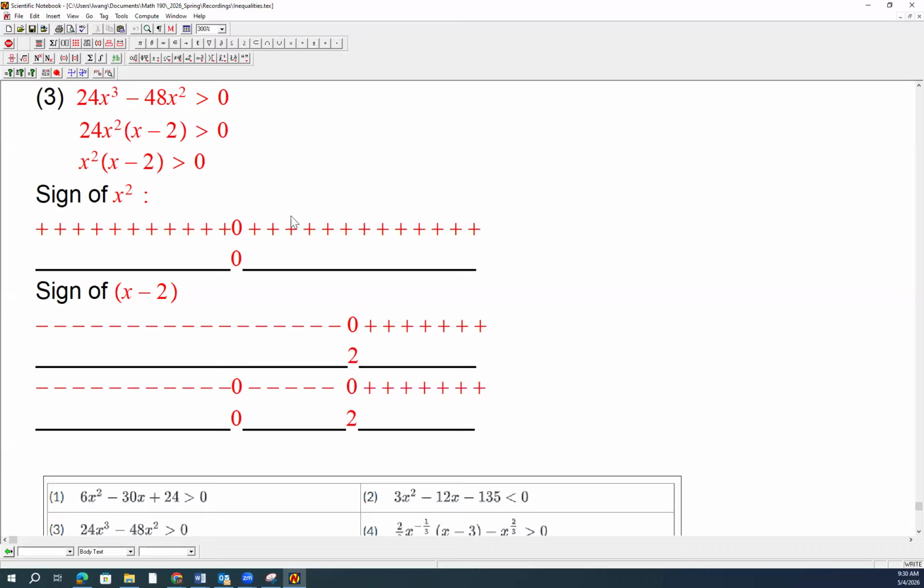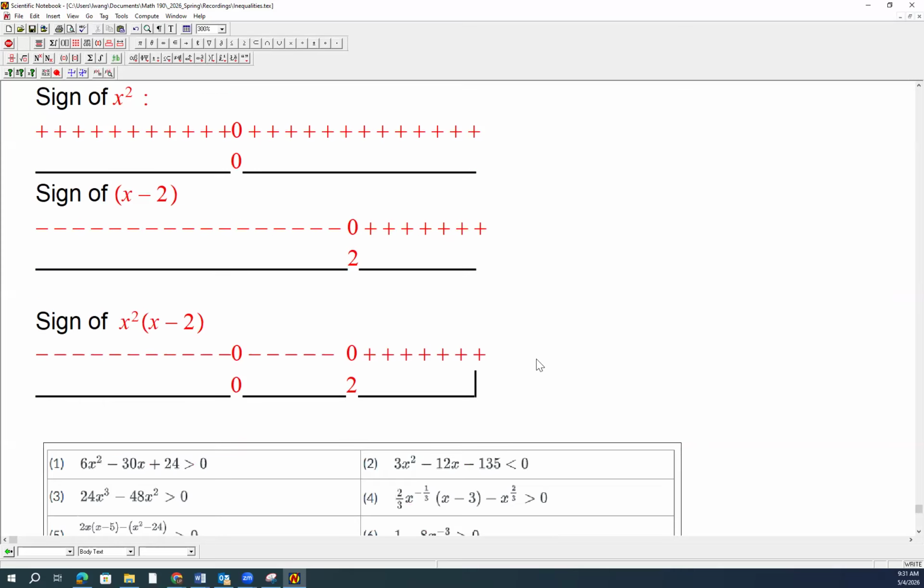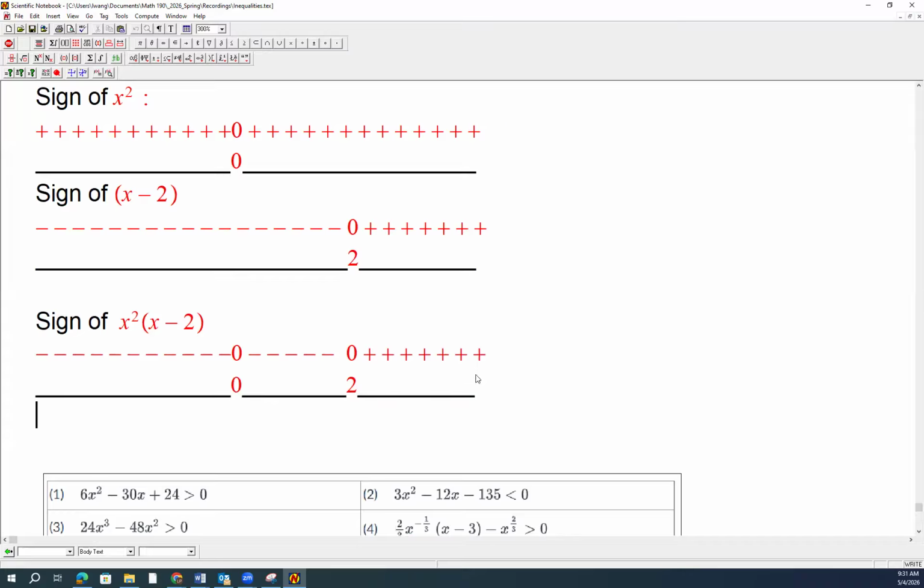So our solution for making the sign of x squared times x minus 2 positive, for that solution, we want positive, right? So the solution to this piece greater than 0 would be just x greater than 2.